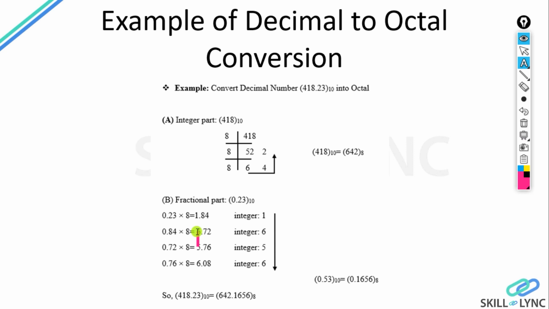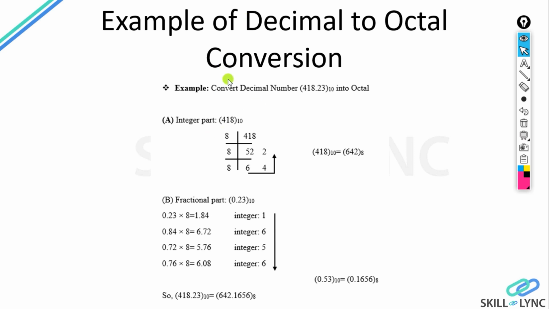A question may come into your mind: how many times do we have to multiply by 8? The answer is, until you get the recursive part or you get 0, or at the max 5 times. Okay, 4 to 5 times are sufficient because you are giving the answer in the fractional part here also. If you are getting the same recursive part, then well and good. Or if you are getting 0, then well and good. Otherwise, 4 to 5 times you need to do the multiplication. Okay, this is decimal to octal conversion.